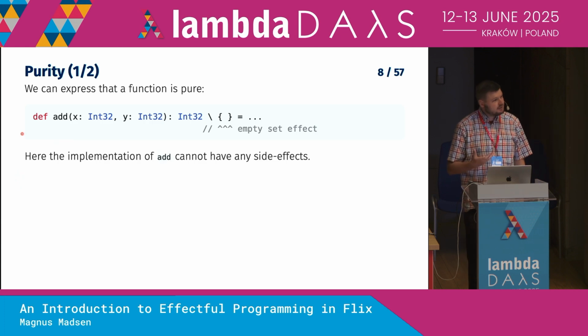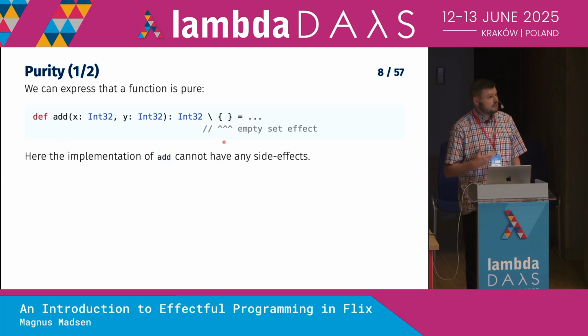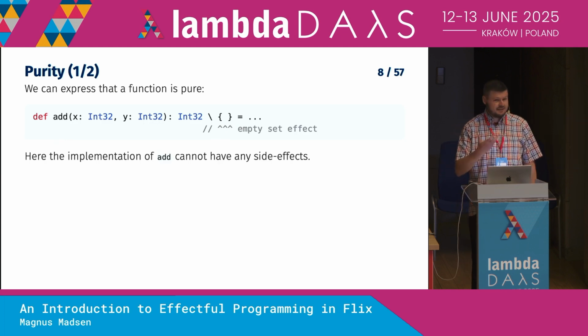Okay, so let's talk about the Flix effect system specifically. In Flix, we can define a function that takes two integers and returns an integer. And then here, after the return type, we have the effect of that function. One thing we can track is that we can say this function has no effects. And that means that this function cannot do anything other than computation on its input. It cannot access the network. It's an ironclad guarantee that there are no side effects.